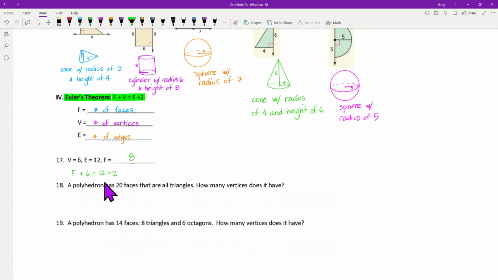Oh, that's 14. Good thing I can add. I was looking at the 6. 14 minus 6 is 8. Thank you all for being understanding.